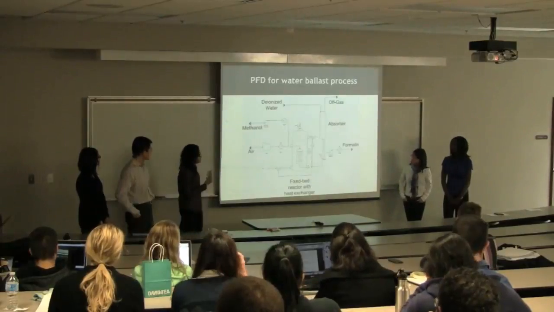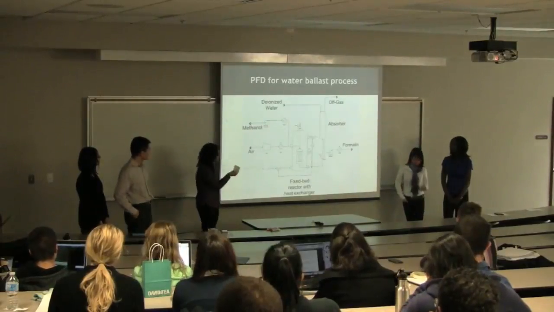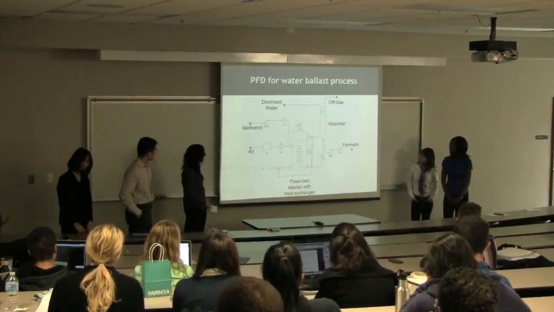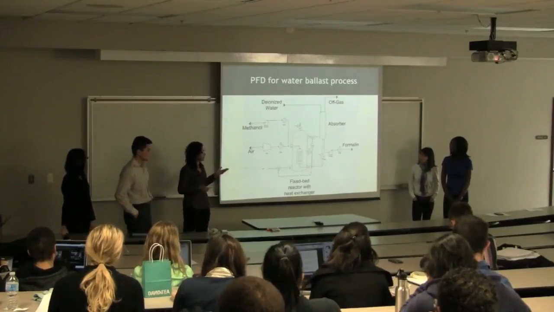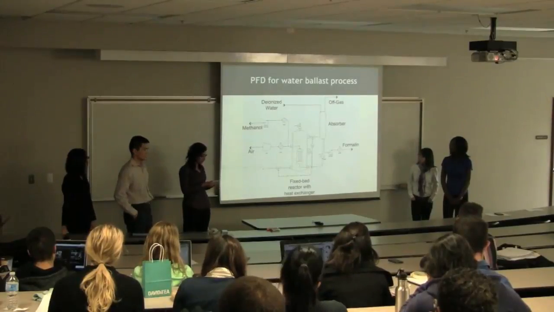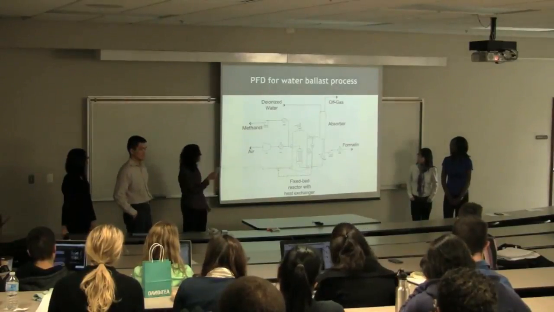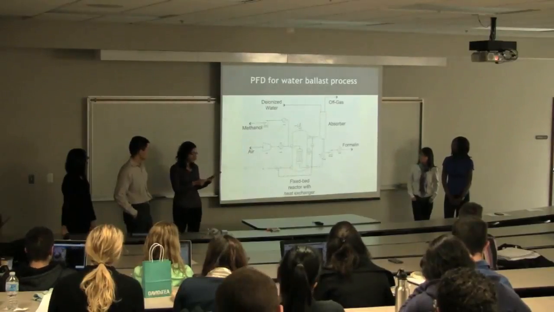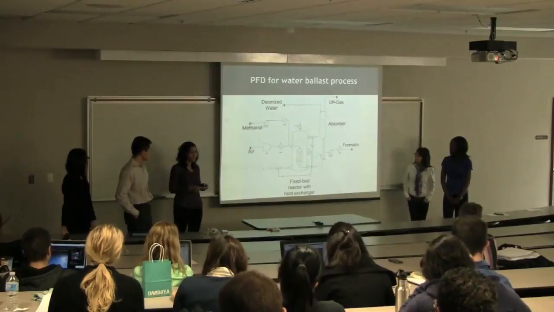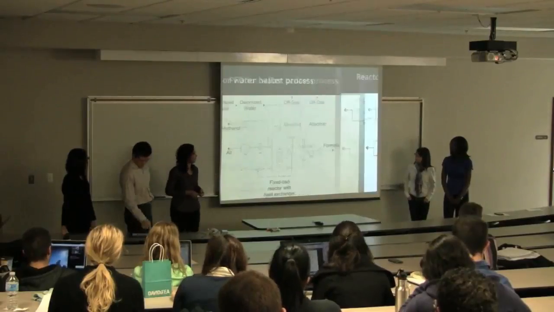Okay, so this is the PFD for the water bath process, and you can see the distillation column isn't involved here. However, we do have water being added to the methanol feed stream. So basically, this version is less expensive, like Heather said, and it's easier to operate as there's no recycled methanol feed stream involved here. However, there's a lower concentration of the formalin being produced.